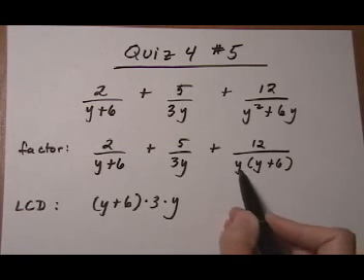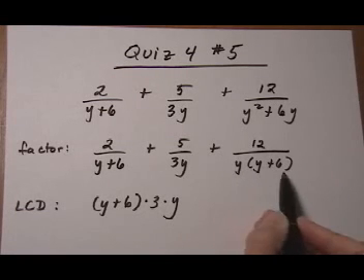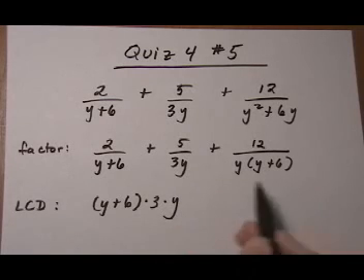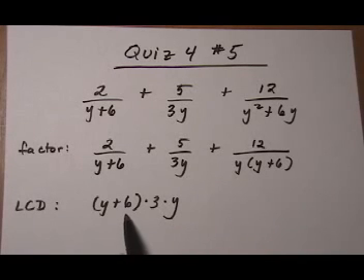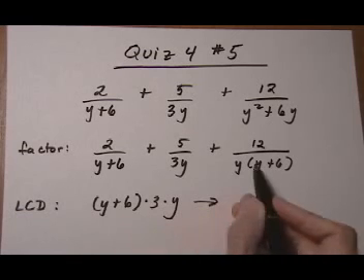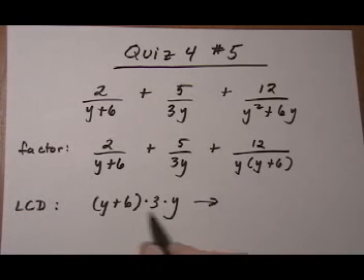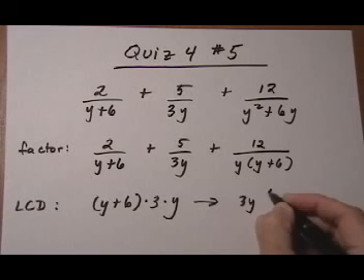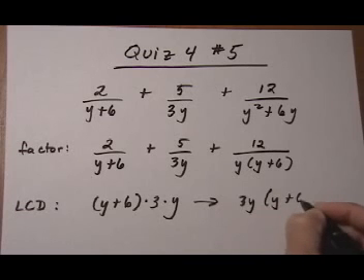Then you look at your third denominator and see if you already have all the factors contained in the LCD. Y, yes, a separate factor of y is here. Y plus 6, yes, we already have a separate factor of y plus 6. So that's our entire LCD. We have each denominator contained in here entirely, with no extra pieces. So rewriting the LCD, we get 3y times y plus 6.